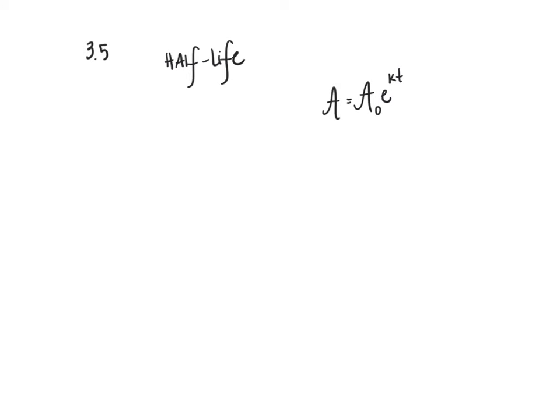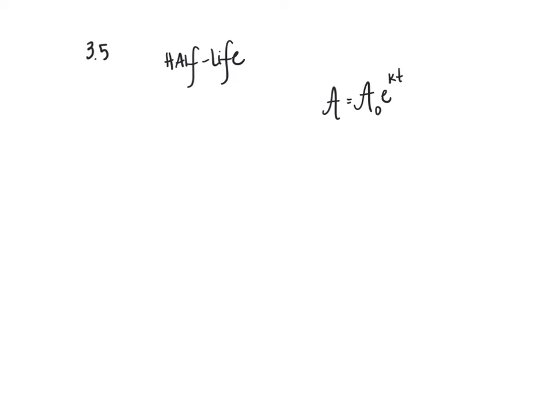Okay, a few of you have asked about some questions involving half-life from your homework. So let's just talk about half-life in general. Think about the decay model. So I have that here, A equals A sub 0, which is just your initial amount, times e to the kt.